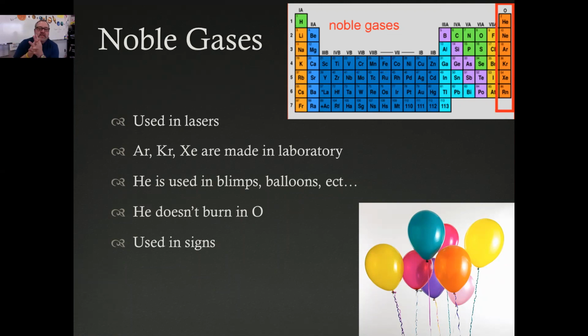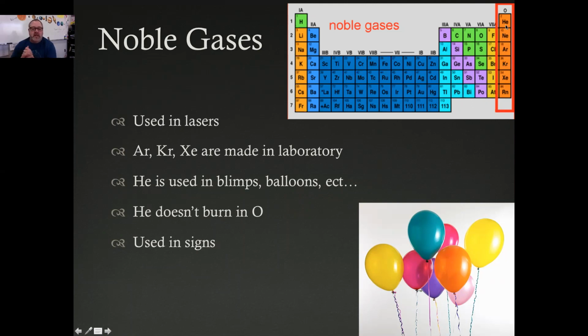Oftentimes, some of those noble gases get used in things that are high energy or very reactive reactions because they're so stable that they won't even burn, okay? So they get used in like lasers. Argon, krypton, xenon, those are made in a laboratory, okay? There we go. Argon, krypton, and xenon. These three get used in a laboratory, or get made in a laboratory.